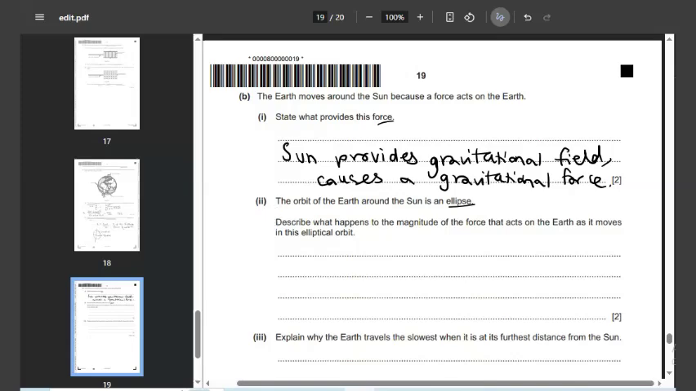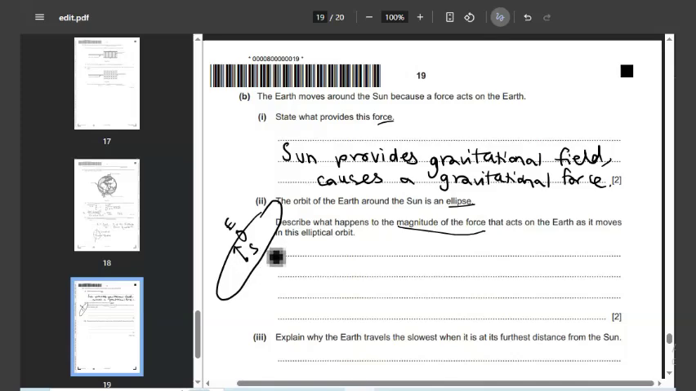Roman 2. The orbit of the Earth around the Sun is an ellipse. So what is an ellipse? It is an oval shaped orbit. So like this, and this is the Earth, and in the middle is the Sun. Describe what happens to the magnitude of the force that acts on the Earth as it moves in this elliptical orbit. So basically it is asking what happens to the magnitude of the force when the Earth moves around the Sun in an ellipse.